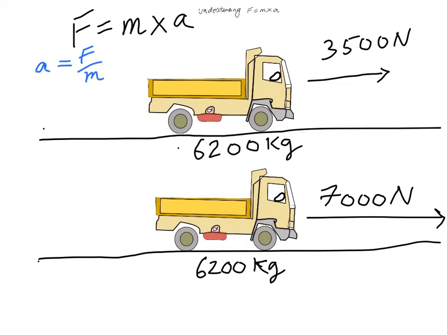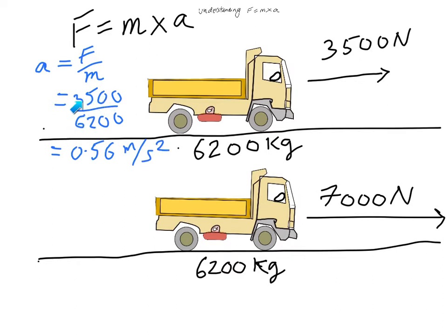The force divided by mass will give us the acceleration as before. Now the force is the same, 3,500. Okay, no, the force is not the same. The mass in this case for the truck here is the same in both cases, so 6,200. So what is the acceleration in this case?